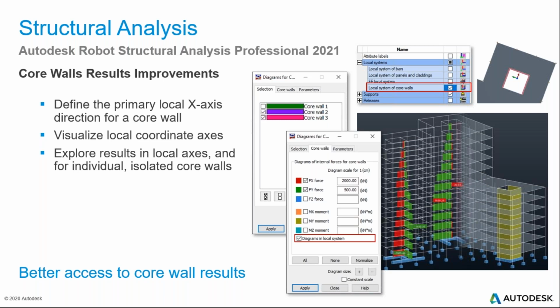vertical axis of the gravity center of the core wall section. The results of the reduced forces for the core walls are available in the form of diagrams and tables. You can now explore results both in local axis as well as display core wall results for the individual walls as part of these improvements.